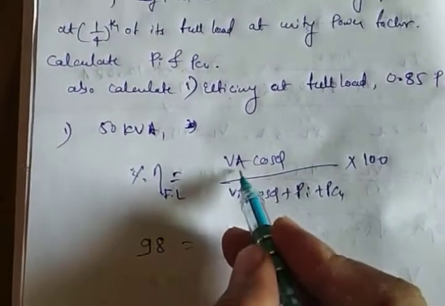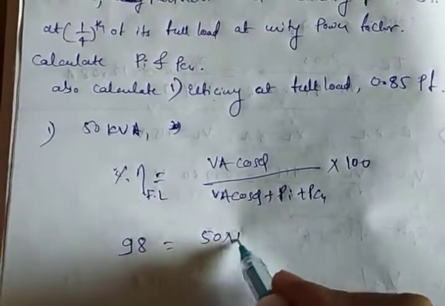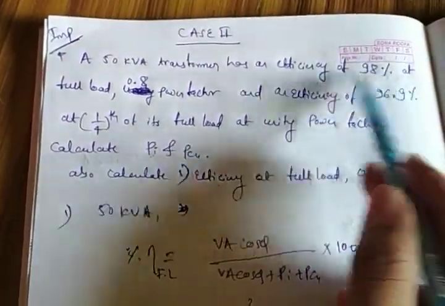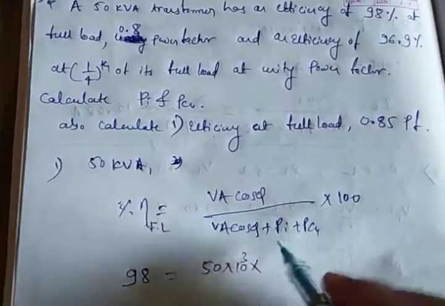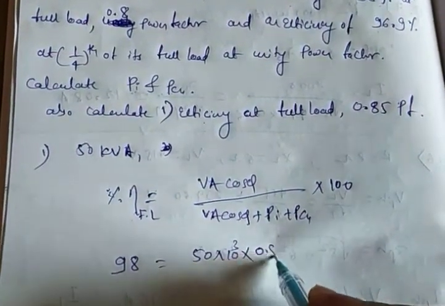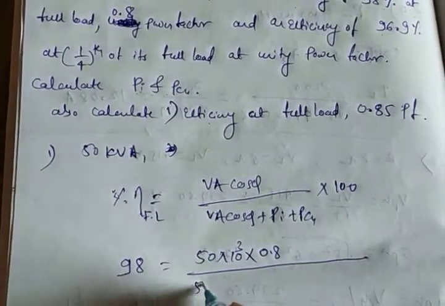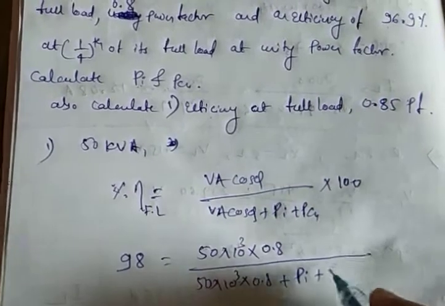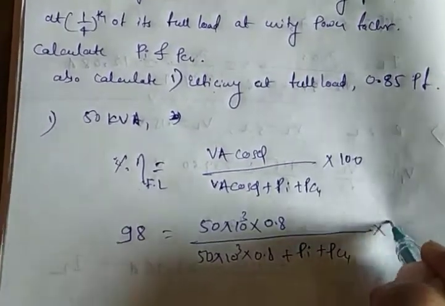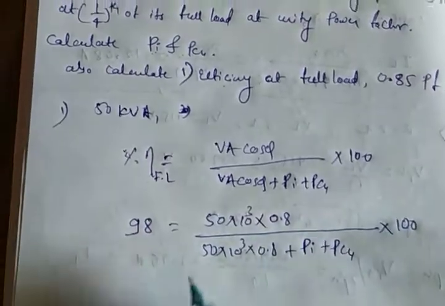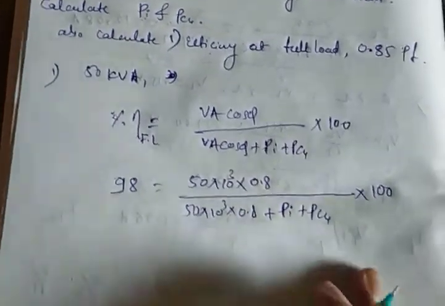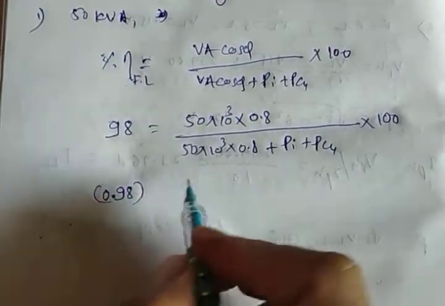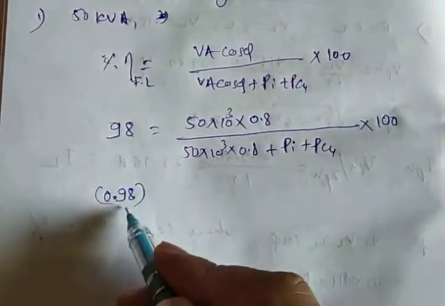So 98 is equal to VA, means 50 kVA, 50 into 10 to the power 3 into cos phi. How much is it given? Efficiency of 98% at full load, 0.8 power factor, means the power factor at full load is 0.8, whole divided by 50 into 10 to the power 3 into 0.8 plus Pi, we don't know the value of Pi, plus PCU as it is, into 100. Or you can keep that 98 by 100, you will get 0.98, so it becomes easy to simplify.